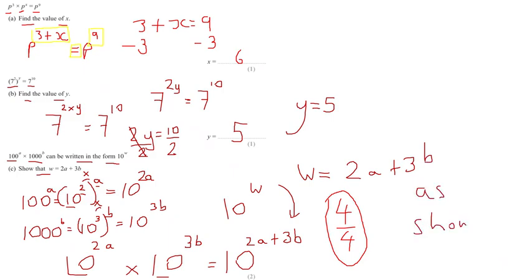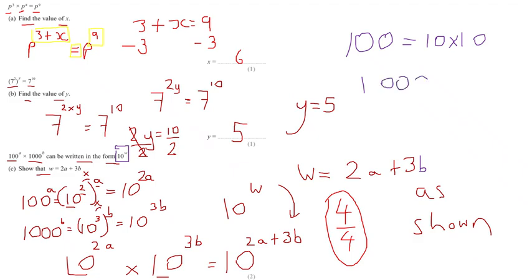So that last part was definitely a bit trickier. I think maybe 7 in 10 students maybe got that. It wasn't too bad. It's knowing that I can express 100 and 1000 as a power of 10. So remember, 100 is equal to 10 times 10, and 1000 is equal to 10 times 10 times 10.